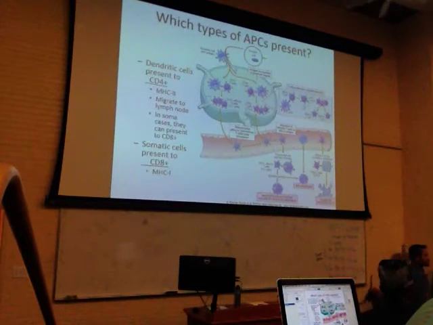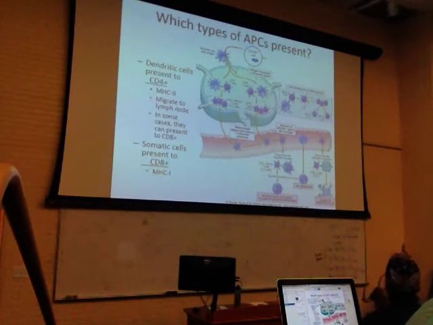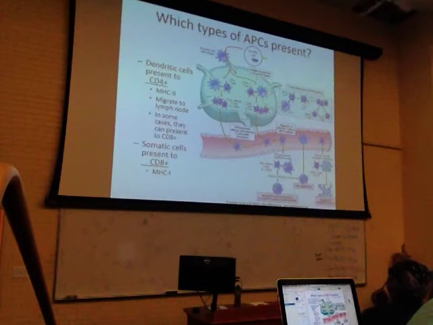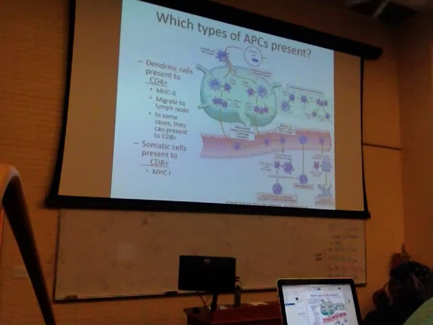Can you repeat what makes them effector T cells? What makes them effector T cells is when they're activated by being exposed to an antigen.